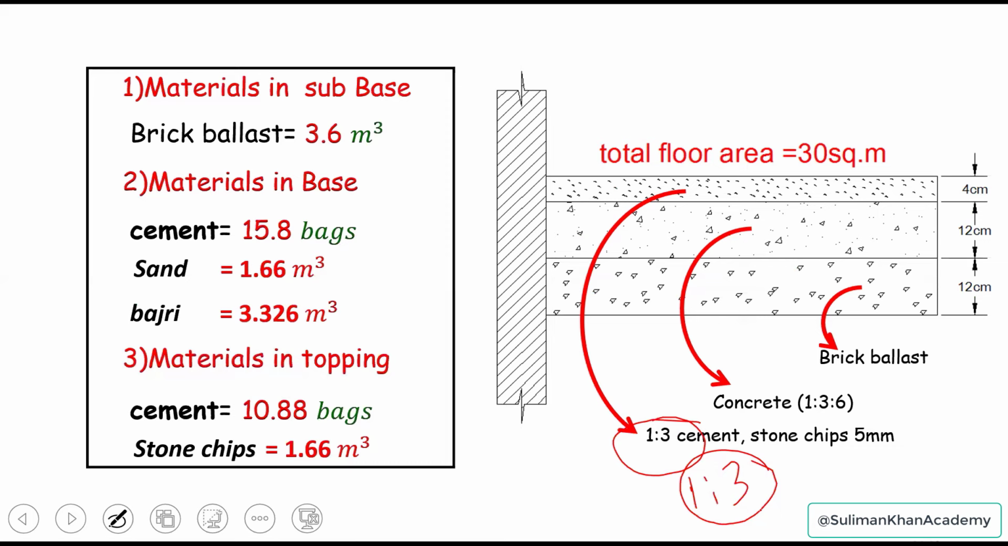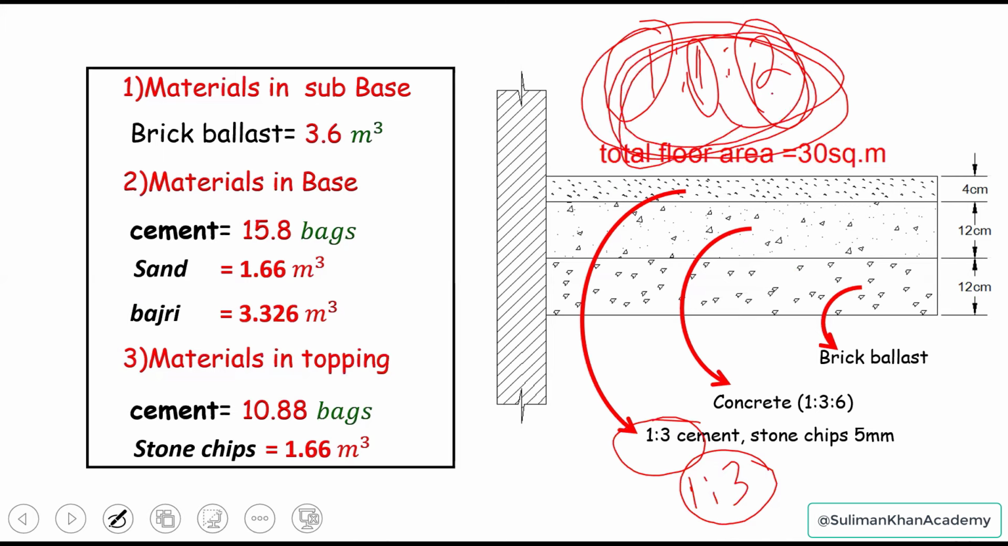Like if there is a ratio of 1:2, where there can be cement and sand and stone chips, then for these three things you just put the ratios in the same material calculation. The same process can be used. Okay, let's move ahead.